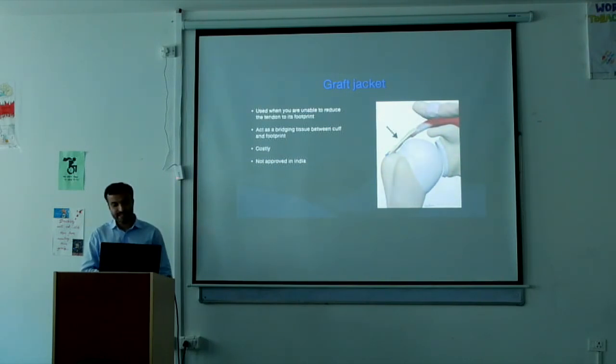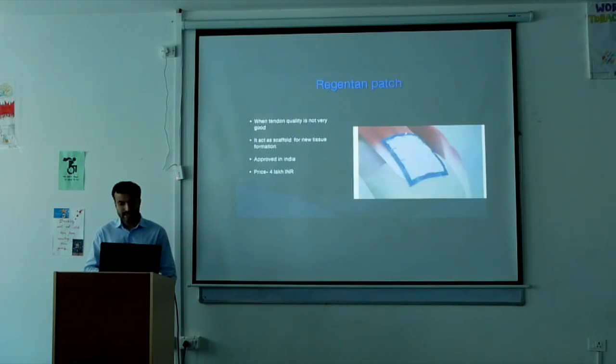It acts as a bridging tissue between the cuff and the footprint. It is costly and it is not approved in India yet. The other option is the Regentin patch. Whenever the tendon quality is not good, we usually add tendon strength by using this patch. It acts as a scaffold for new tissue formation. It is approved in India and the cost is more than 4 lakhs.